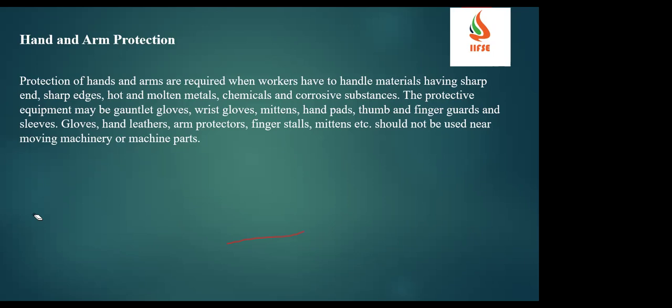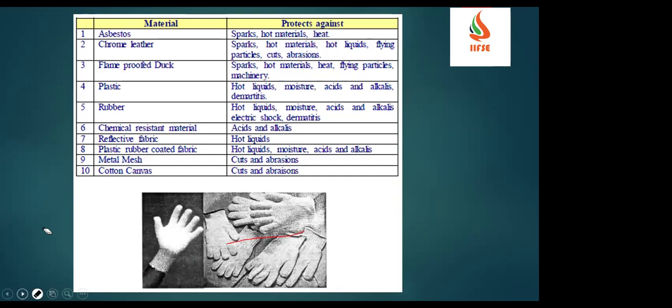There are n number of types of gloves to protect our hands and arms. So if you see the material, asbestos or chrome, nowadays asbestos is not there. It has been banned. No more asbestos gloves are available. Chrome leather, flame-proof plastic, rubber, chemical resistant material, reflective fabric or plastic, other different types of gloves are available in the market to protect from various types of hazards.